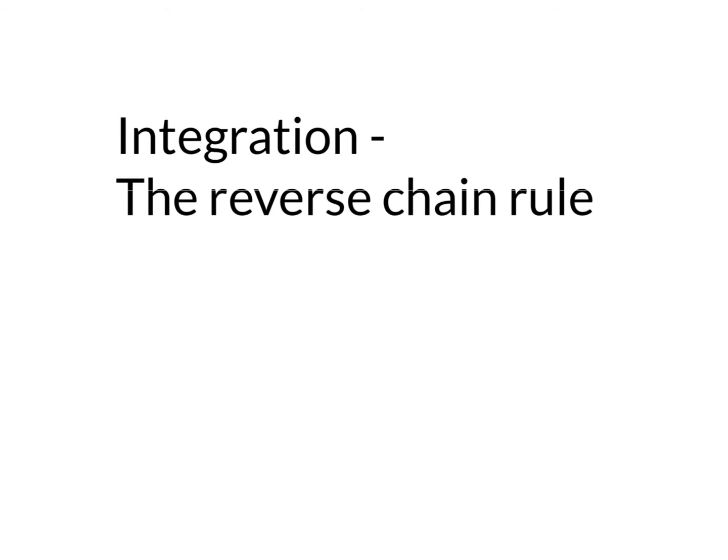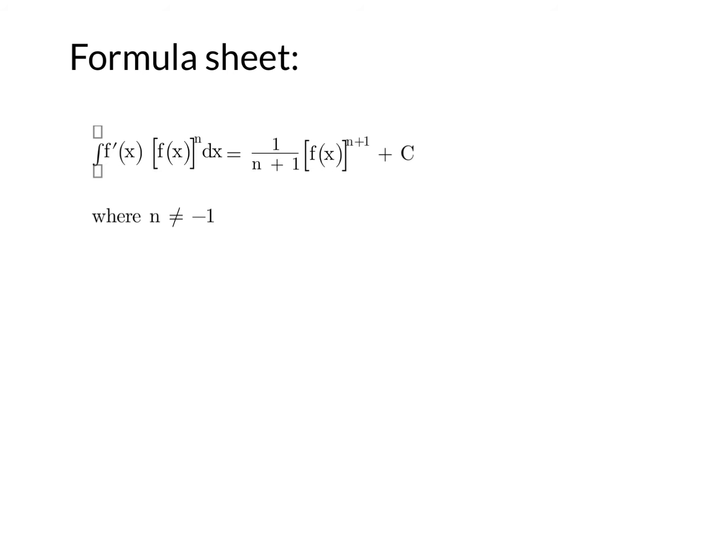Welcome to Integration, the reverse chain rule. So on your formula sheet, it shows the integration of f dash of x times f of x to the power of n dx, which gives you 1 over n plus 1 times f of x to the n plus 1, plus c. So once again, we're going to focus on the f of x for these ones.